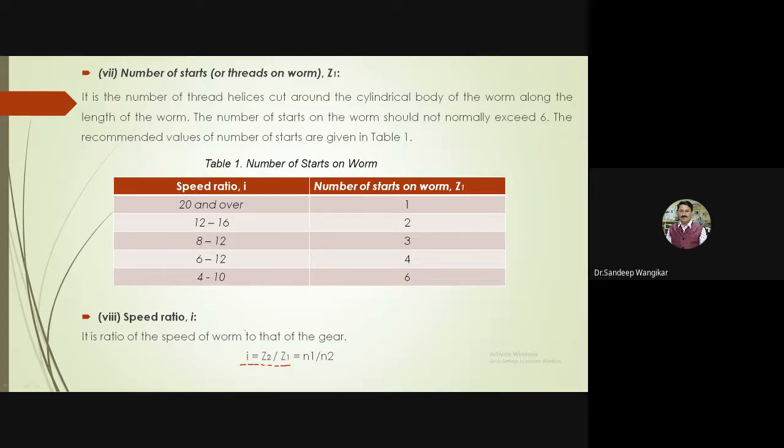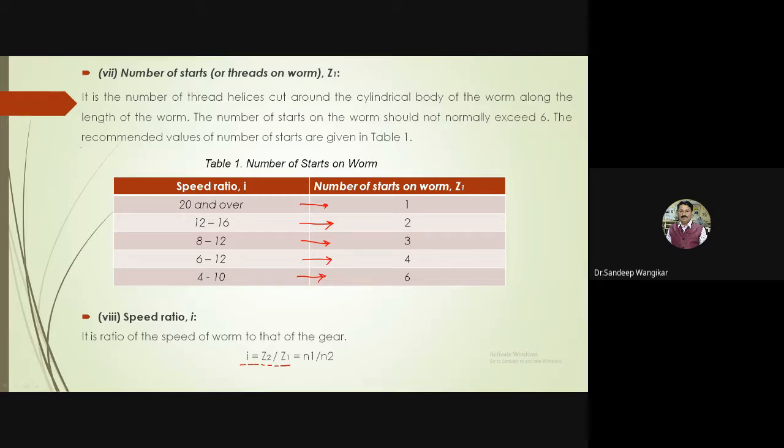If you see here, the speed ratio is 20 or more than 20. In such case, single start thread is used. The speed ratio 12 to 16, double start. The speed ratio 8 to 12, triple start. And then 6 to 12, 4 start, and 4 to 10, multi start, you can say 6 start. So these are the recommended values of number of starts based on the speed ratio.